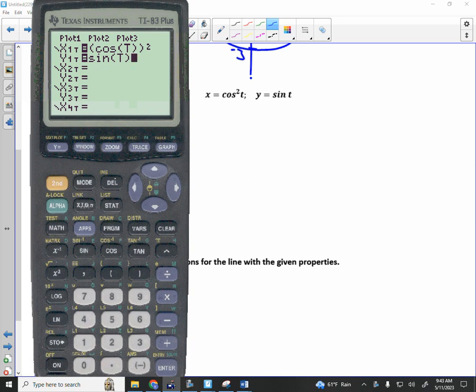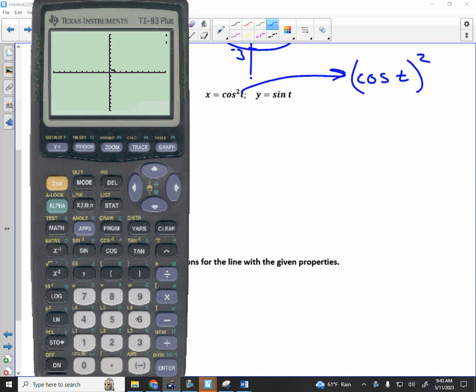So that's what this means. That means cosine of t, quantity squared. Yep, that's what that means. And I'm going to zoom standard, and we'll see what we get.